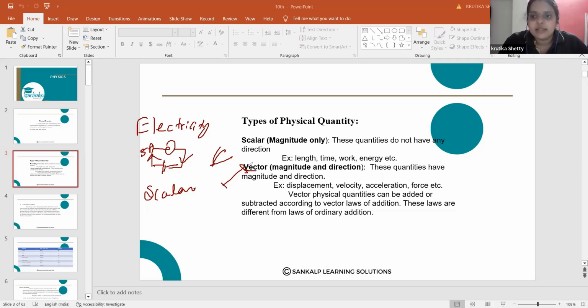I hope the picture is clear to you. What is a scalar quantity? What is a vector quantity? Scalar quantities have only magnitude, vector quantities have both magnitude and direction. So the example is clearly there in front of you.